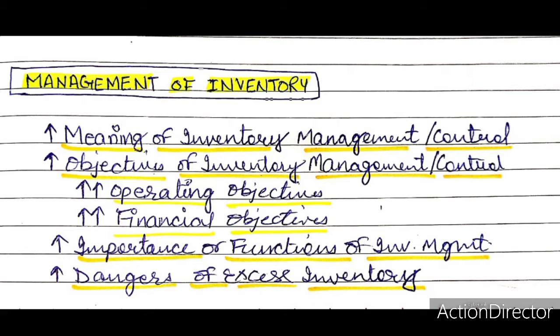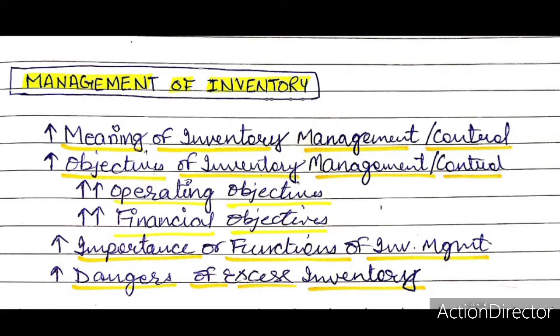Objectives of inventory management and control. The objective of inventory management is to minimize the investment in inventories, keeping in view the production, sales, and financial resources of the firm. In brief, the different objectives of inventory management may be summarized as follows: operating objectives and financial objectives.